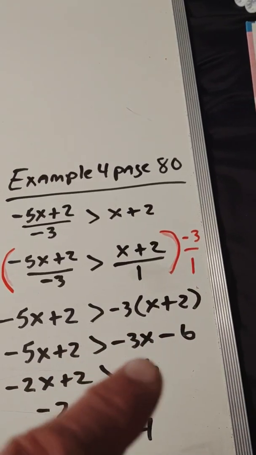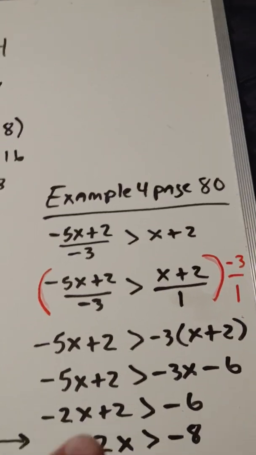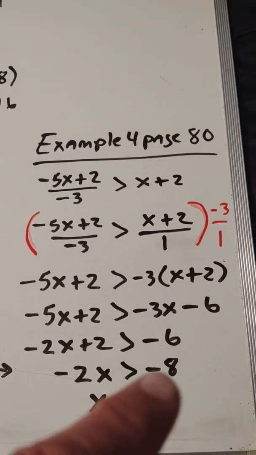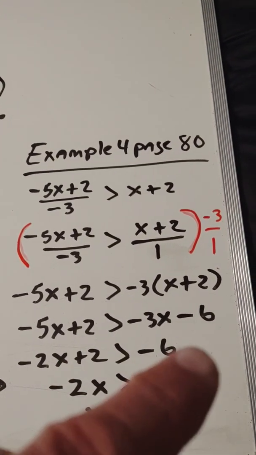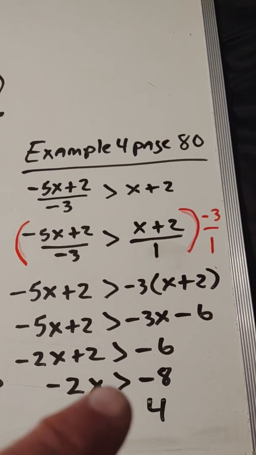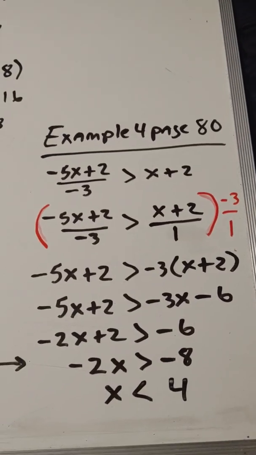Distribute, I get negative 3x minus 6. Add the 3x over, I get negative 2x plus 2 greater than negative 6. Two-step form, I can see that I'm going to have to flip the sign. Subtract the 2, I get negative 2x greater than negative 8. Divide by negative 2, flip the sign. Negative divided by a negative is a positive, so I get x is less than 4.